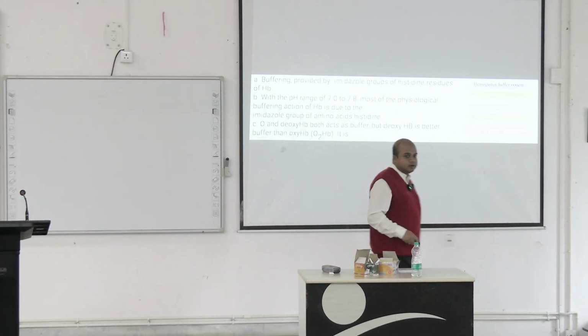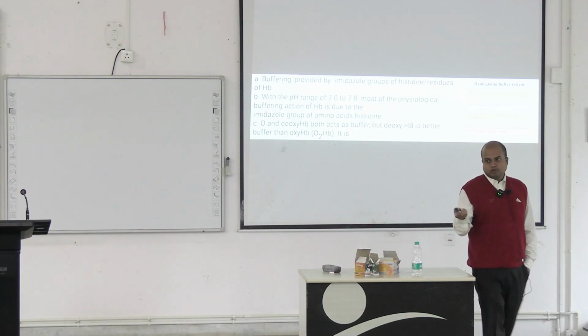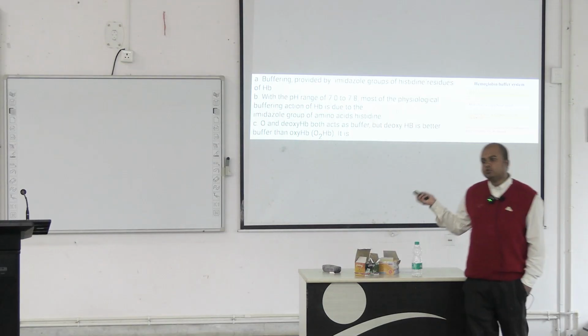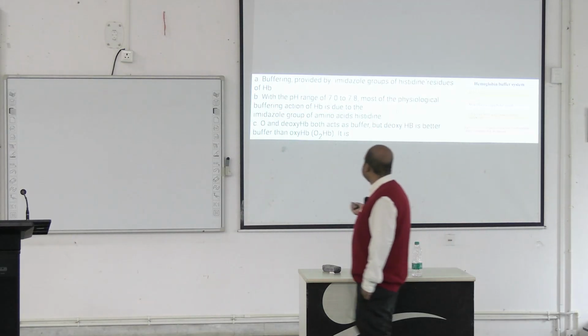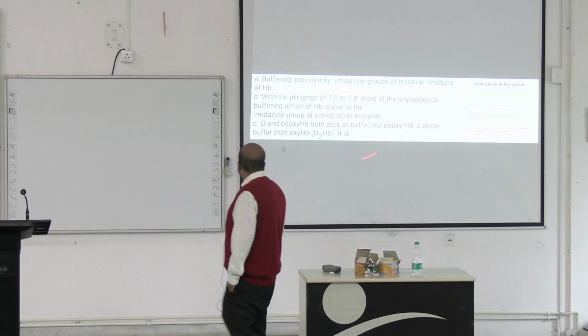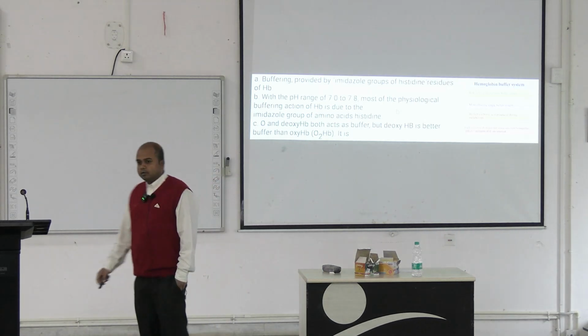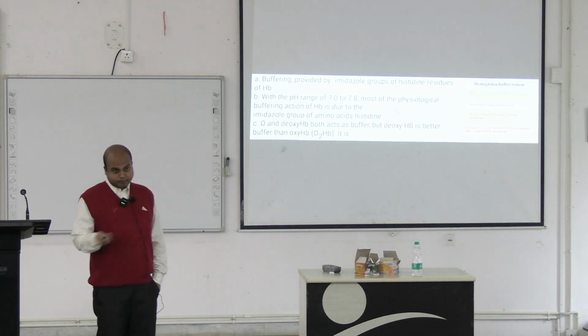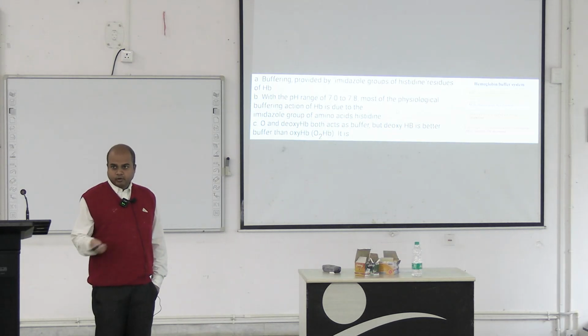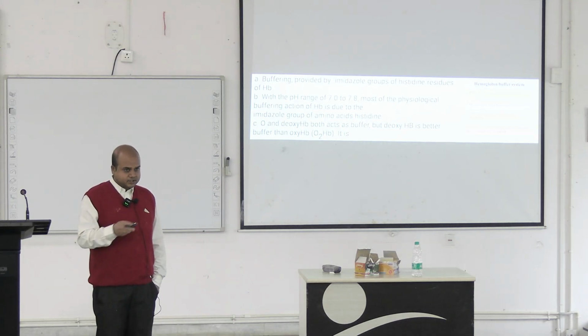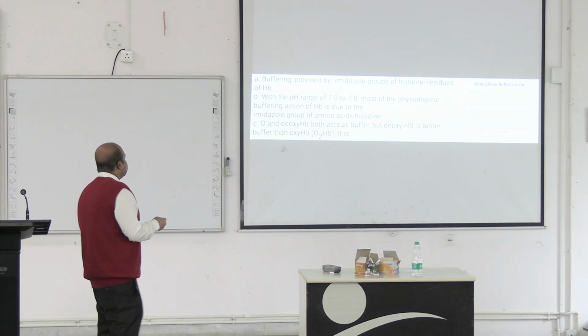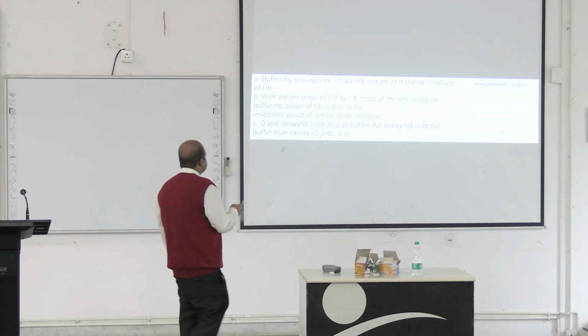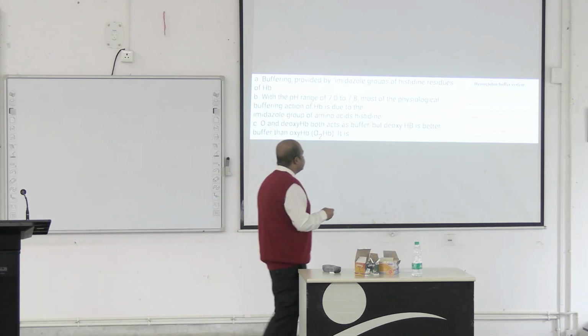Buffering is through, you will get it in books, but just note it down, the imidazole groups of histidine residues of hemoglobin. Within pH 7.0 to 7.8, I told you we have probably never heard of pH 8. So it is to be maintained within a considerably narrow range. These imidazole groups of the amino acid histidine are responsible for this buffering.